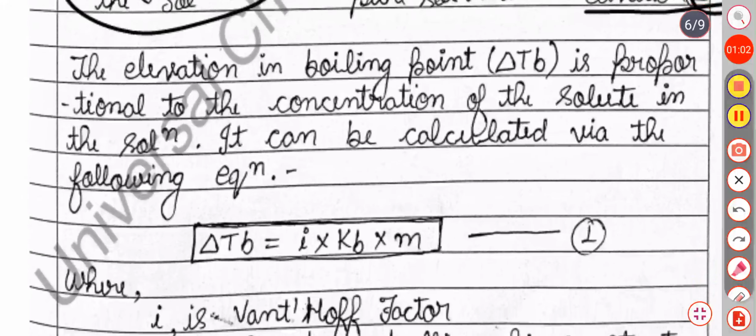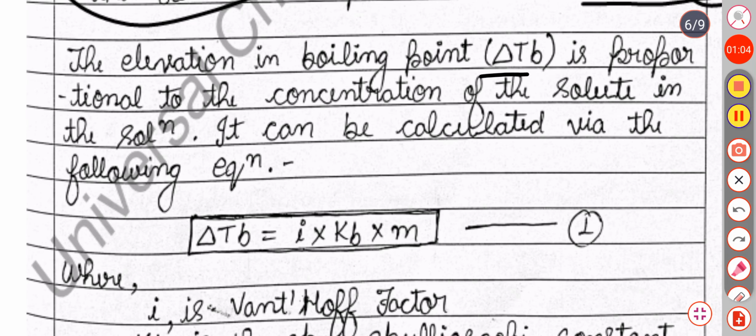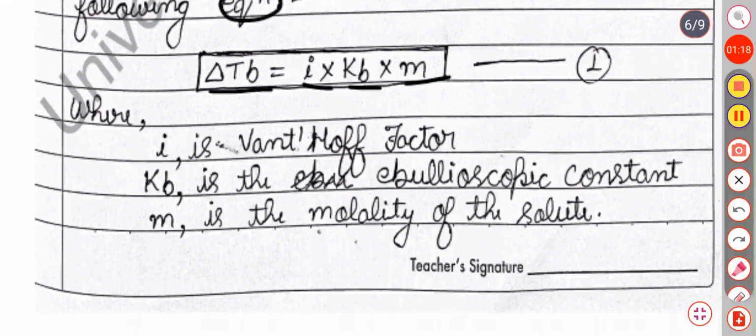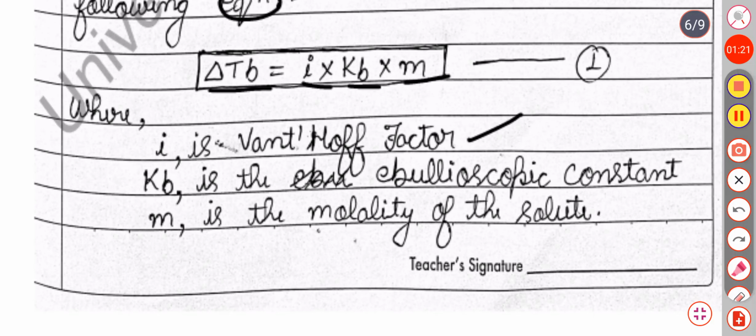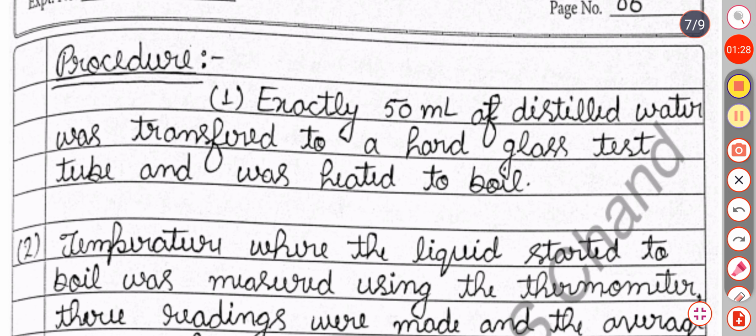So, the elevation in boiling point ΔTb is proportional to the concentration of the solute in the solution. It can be calculated via the following equation. ΔTb is equal to i into Kb into m, where i is the van't Hoff factor, Kb is the ebullioscopic constant, and m is the molality of the solute. Now we will see its procedure.